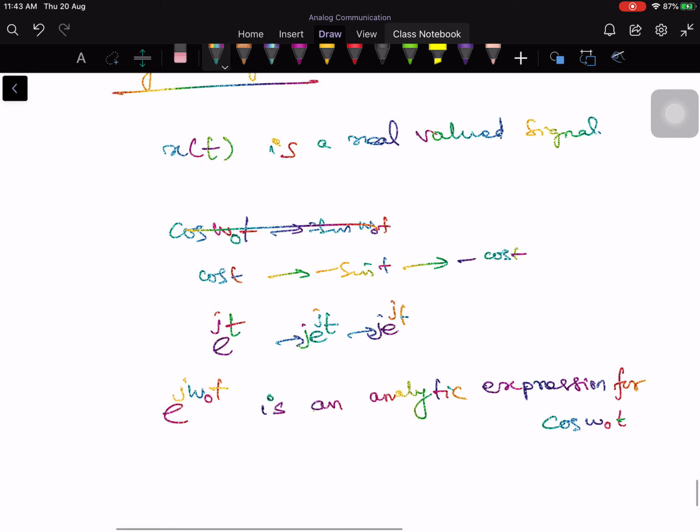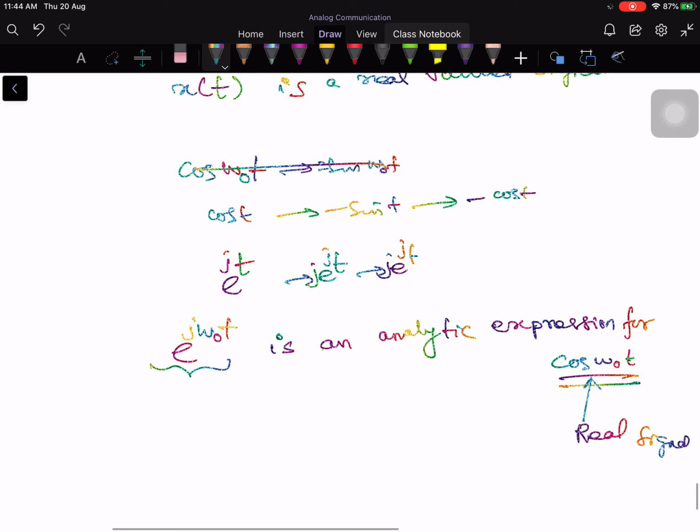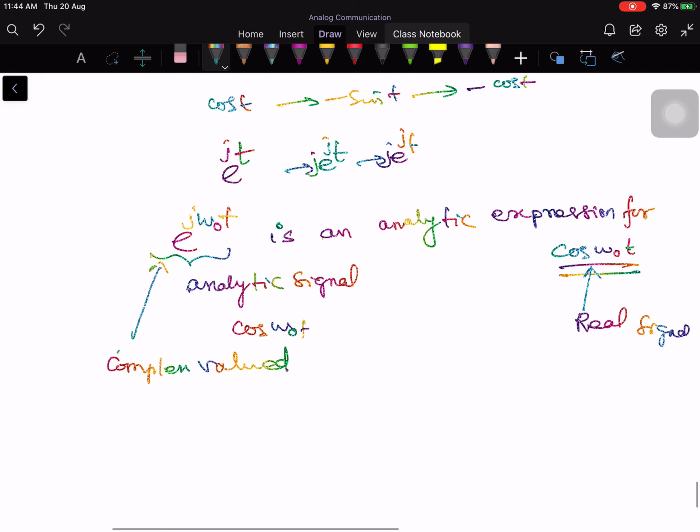Now, look at this very carefully. What is this cos omega naught t? It is a real signal. And now, what is this? It is an analytic signal. Analytic signal of what? Cos omega naught t. And this is a complex signal actually. Why is it a complex valued function? Because we know that e to the j theta is cos theta plus j into sin theta. It has a real part and an imaginary part.